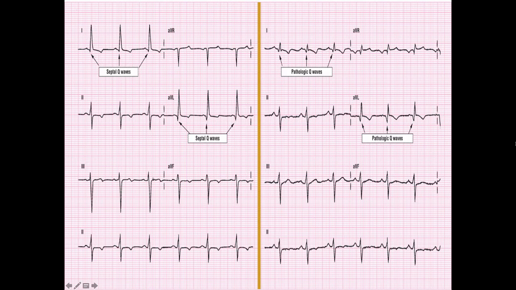For a couple of examples, we're just looking at the limb leads, two separate 12 leads on either side. We have what we're going to call septal Q waves, insignificant, physiologic Q waves here on the left, and pathologic Q waves here on the right. Our physiologic Q waves are not wide enough, not deep enough. Our pathologic Q waves are deep enough and/or wide enough. If it's super deep and/or super wide, it is a pathologic Q wave. Something happened. They had a heart attack. There was some damage in that region of the heart.